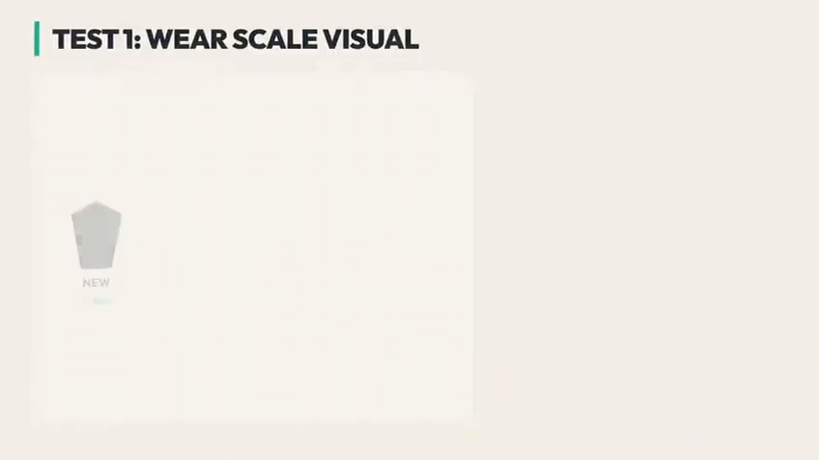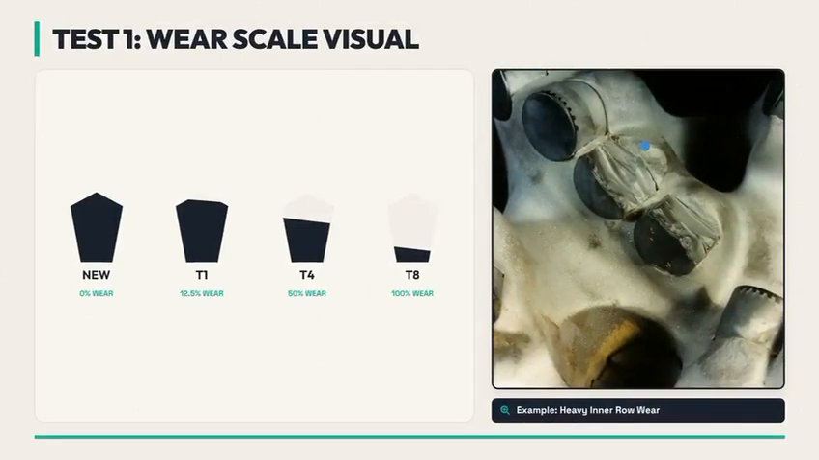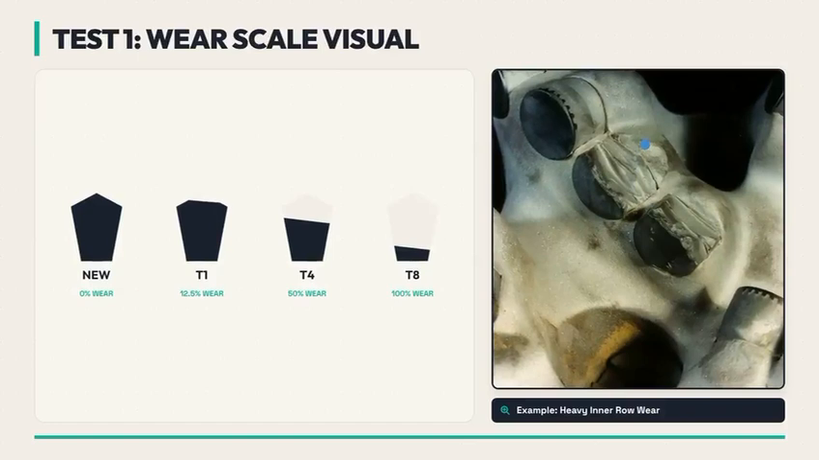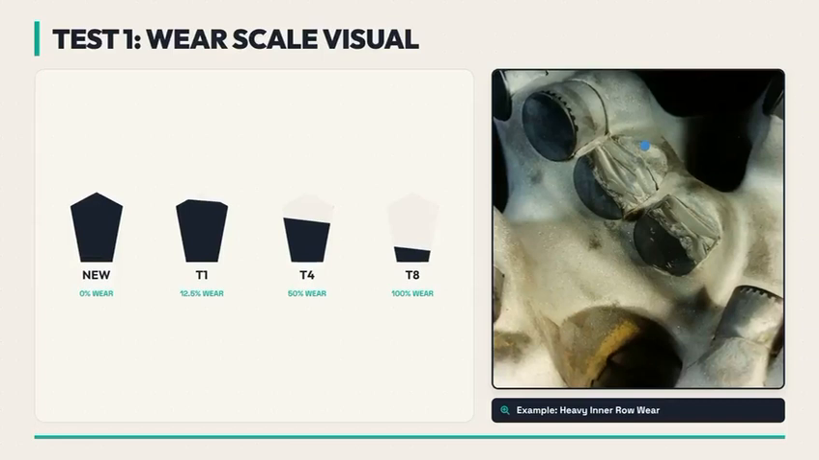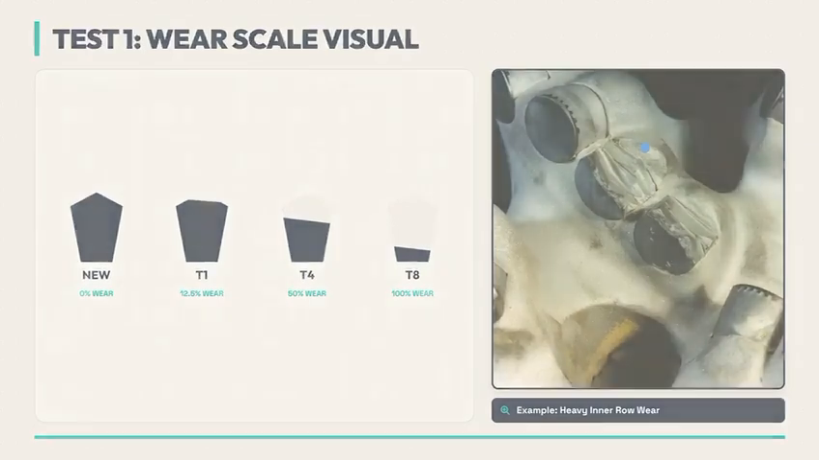For steel tooth bits, we measure the linear reduction in height. For insert bits, we measure the reduction due to lost, worn, or broken inserts. Look closely at this scale. Test 1 requires you to average the wear across all inner rows and assign a single number. Precision here is key to tracking how different formations affect our cutting structures.